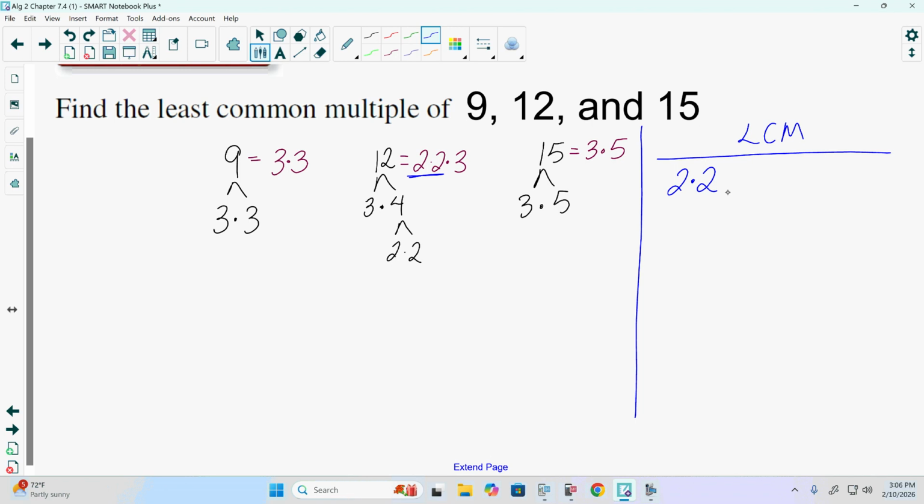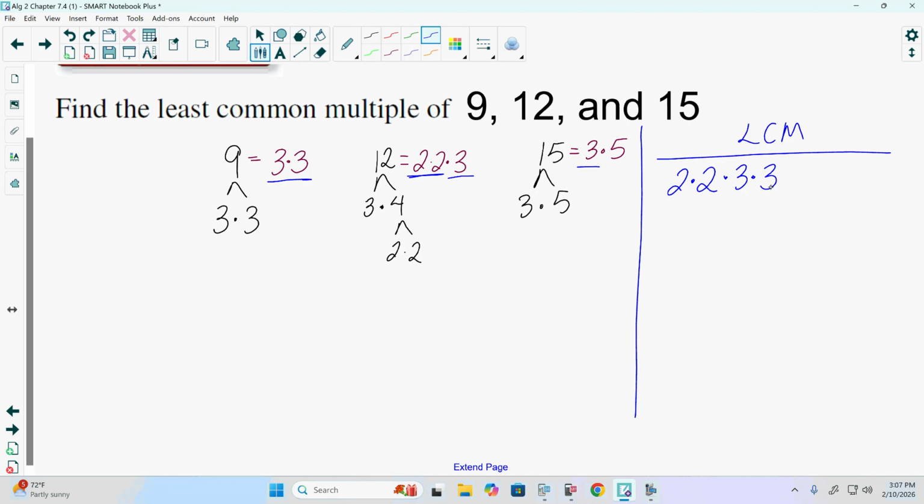Now 3 shows up in all 3, yes? With 9, how many times do we have 3? 2. 3 times 3, we have 2 of them, yes? With 12, how many do we have? 1. With 15, how many do we have? 1. So how many 3's do we need? 2. Yes, there's 4 across all of them, but we want the number of 3's equal to whichever one has the most 3's. Not combined, but since 9 has 2 of them, and that's the most 3's that show up as a factor in each one, we need it twice. Questions on that there?